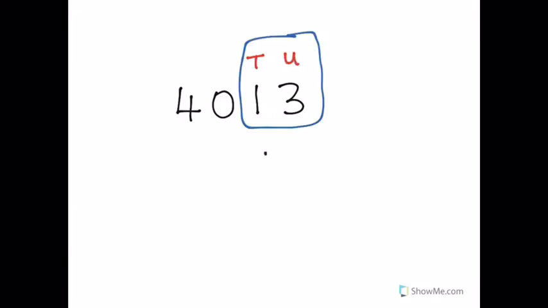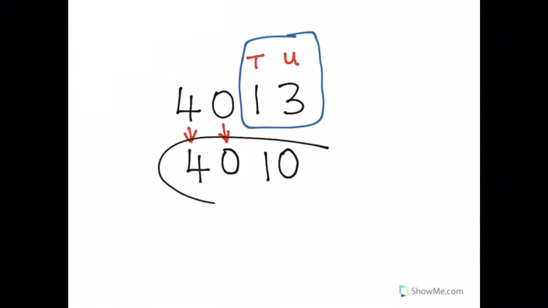You may have a number in the thousands, and you may be asked to round it to the nearest 10. Only considering the tens and units, it would be 10, and then again we just simply drop the other two digits into place, and that is our answer.